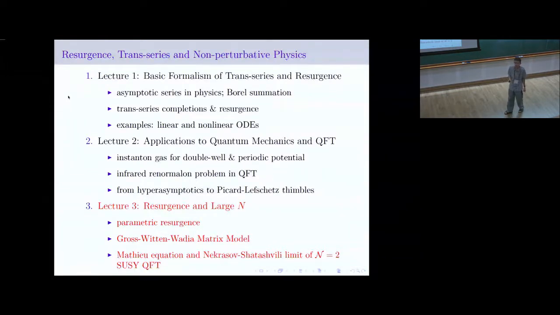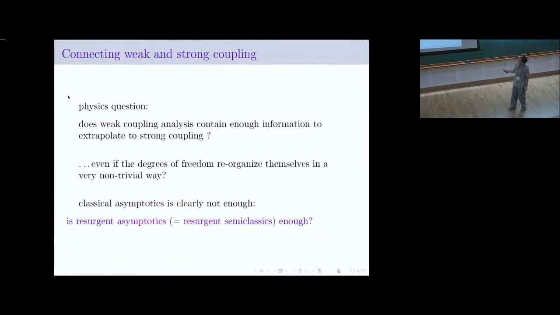And then most of the time I'll talk about this matrix model, because I think a lot of people here are familiar with that, and I'll give you the resurgence perspective on that. So the main questions here are, suppose you have some information about weak coupling, what does it tell you about strong coupling and vice versa? This is the million-dollar question. We'd love to be able to connect these two different expansions. Is there a way to do it? Usual asymptotics is not enough to do this, and maybe, this is a reasonable question, maybe resurgent asymptotics can help.